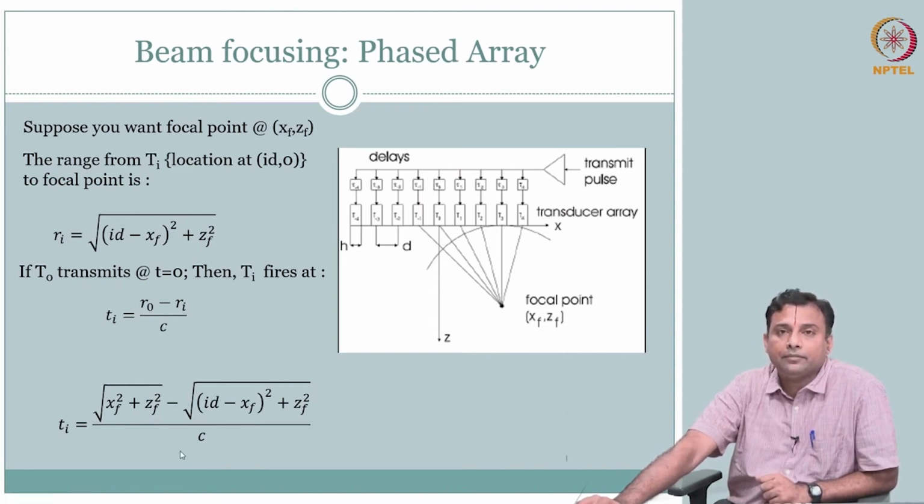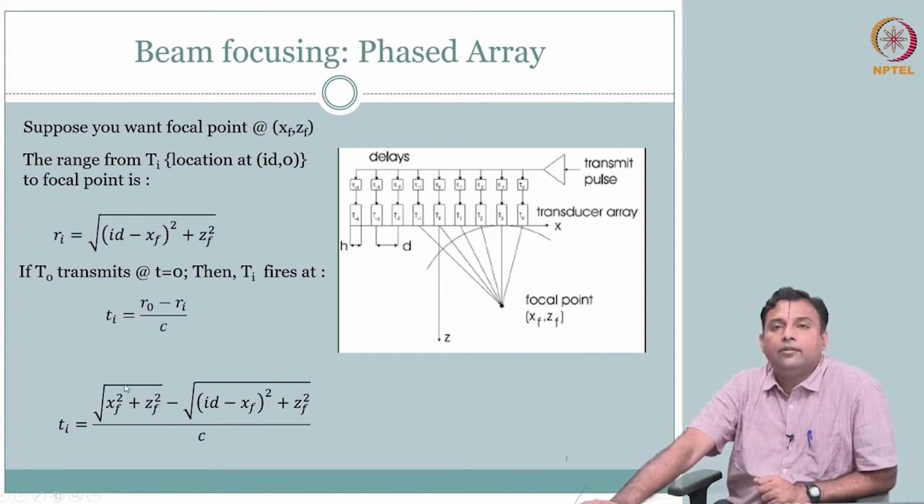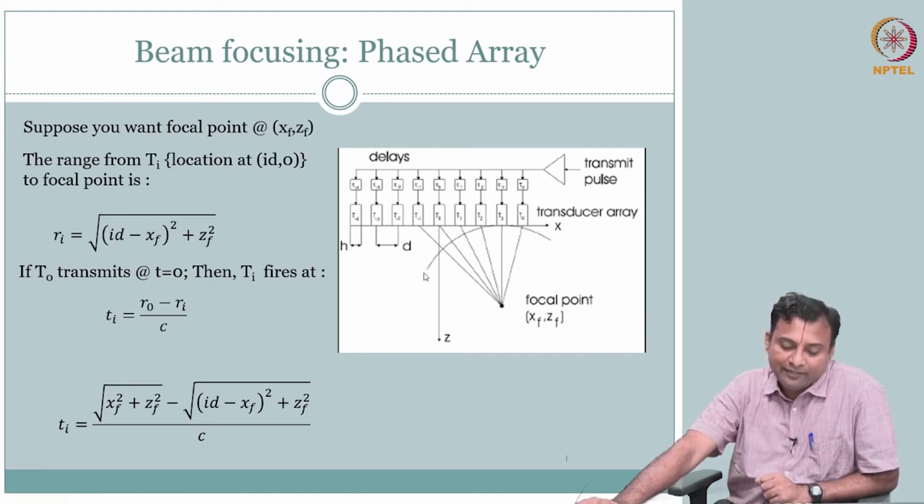Clear? So far so good. So, this is what you need to do. Intuitively we know that the shortest distance will be delayed most. The element that is farthest away should probably be excited earlier, right? That way they all can arrive at a particular location at the same time.